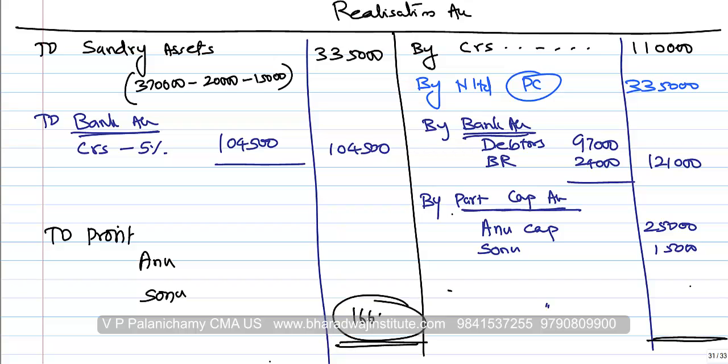1,66,500. 2:1 ratio. 1,11,000. 55,500. Take up the realization account, then we'll go to capital account, cash account, we'll verify.